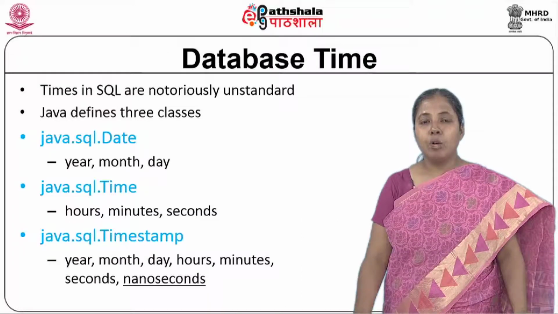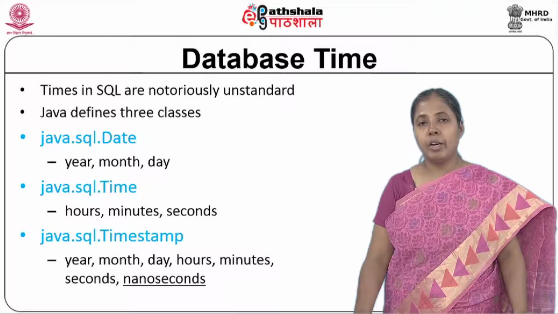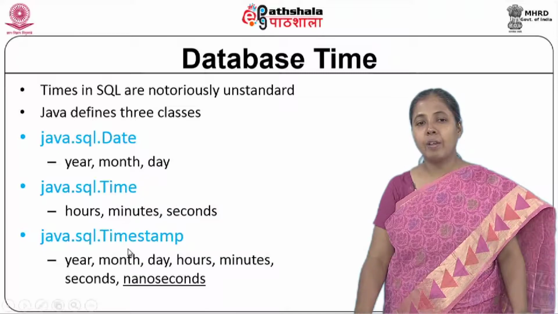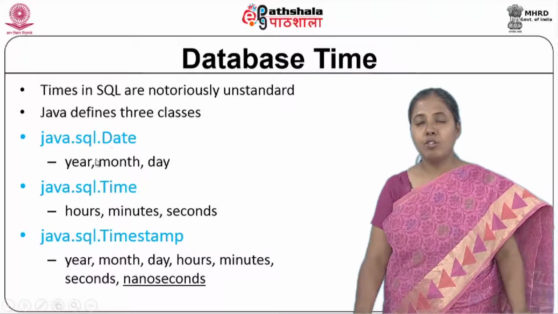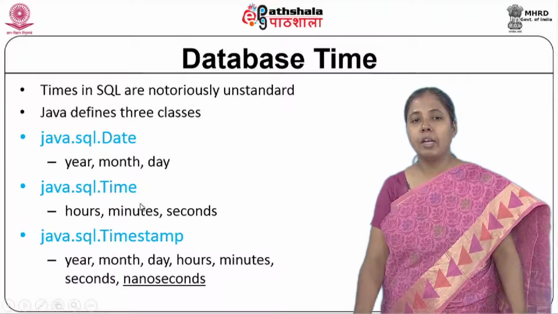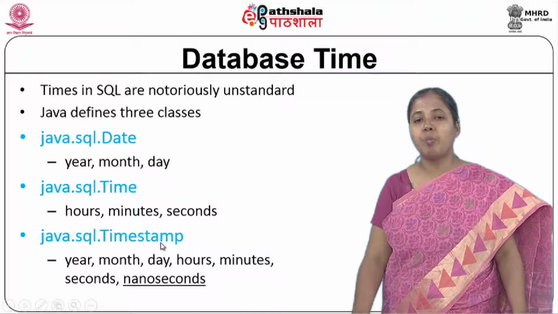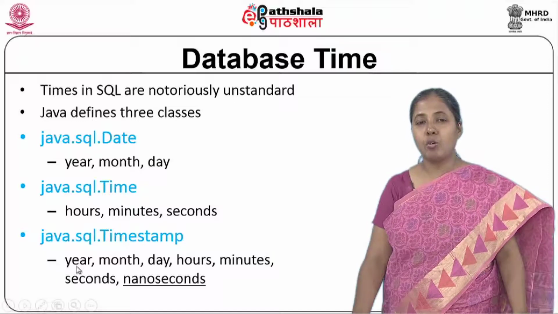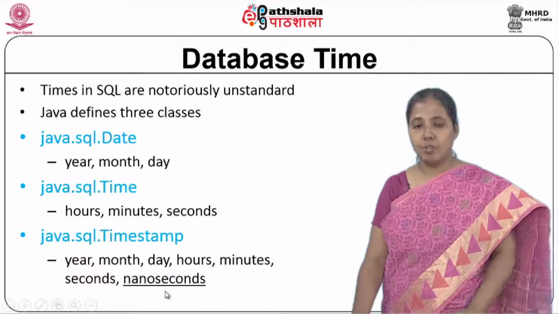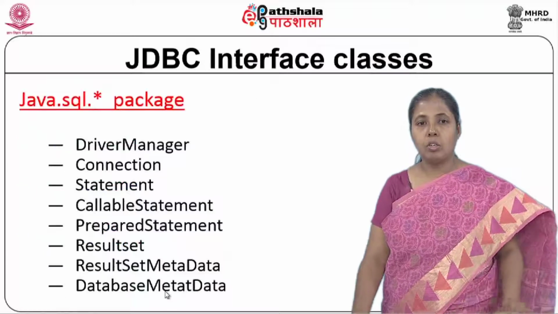And in order to support the time data types in SQL, we have three classes. As I told you, you have a class called Date, Time, and then Timestamp. Date is for representing year, month and day, and Time is for hours, minutes and seconds. Timestamp we normally prefer to use, where you can have your data stored as year, month, day, hours, minutes, seconds and then nanoseconds. It is an optional one.